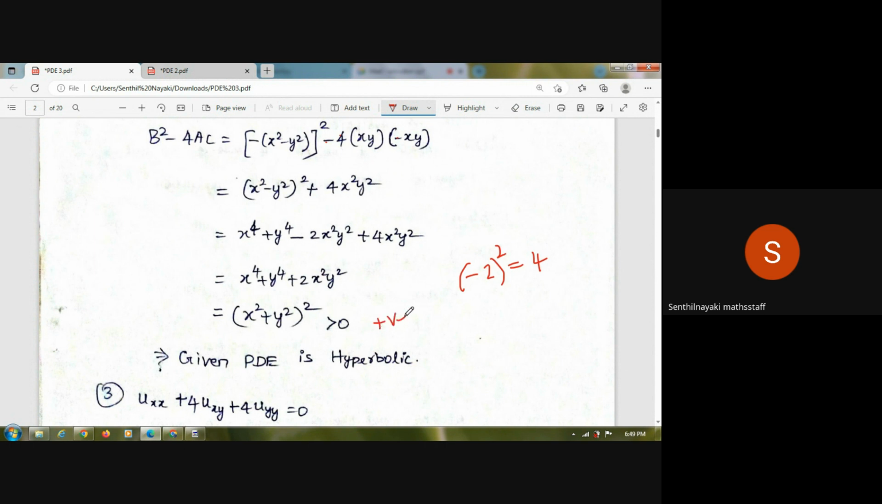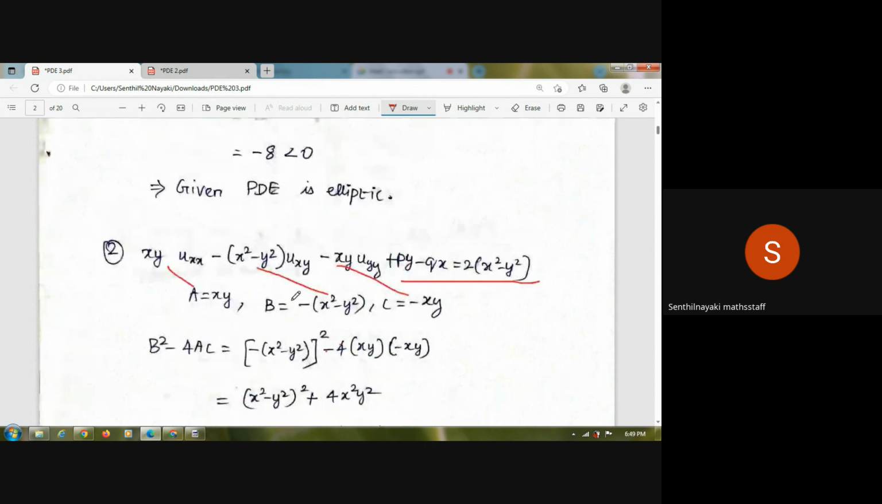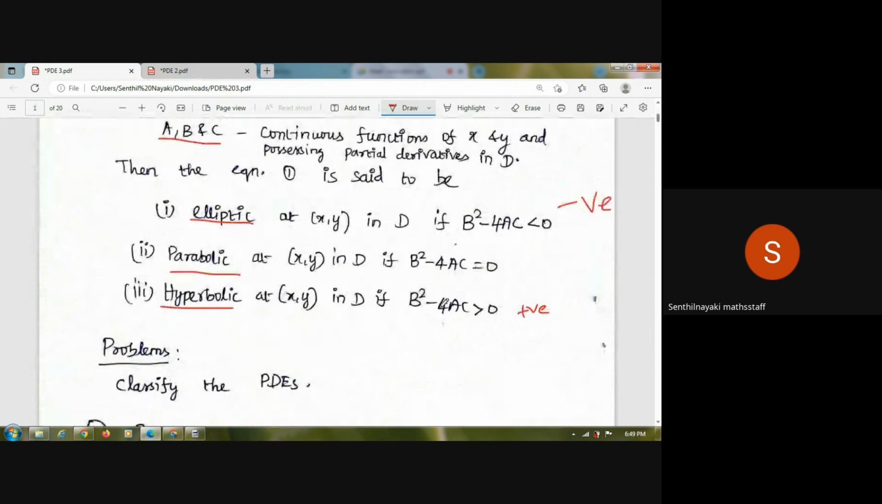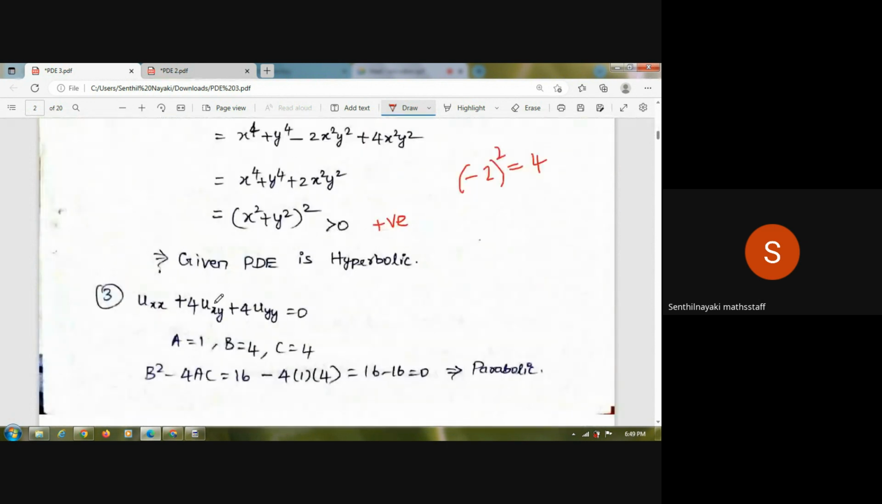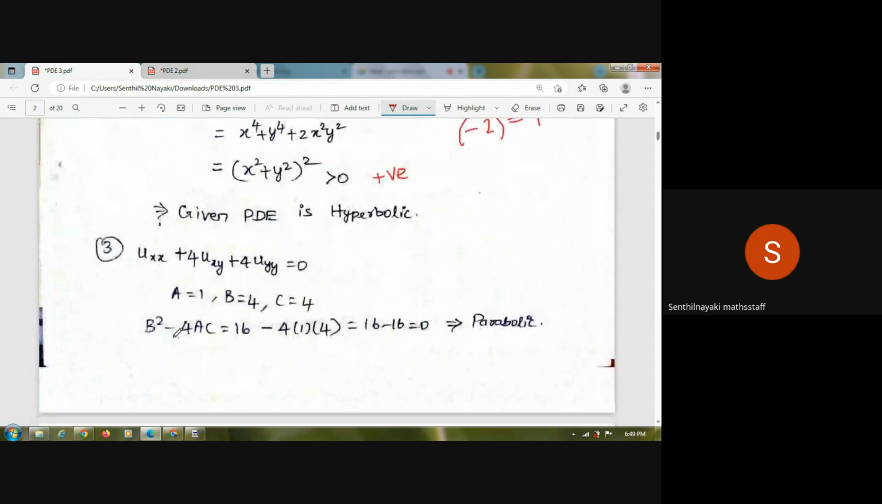So positive value means what is the case? If b square minus 4ac is positive, then the given PDE is hyperbolic. So this PDE is hyperbolic. Okay, let us discuss the third question.